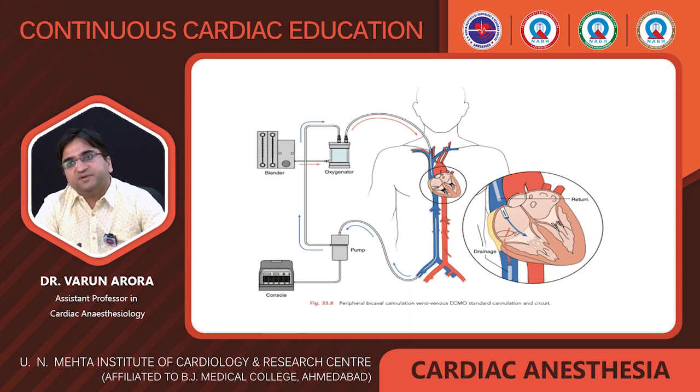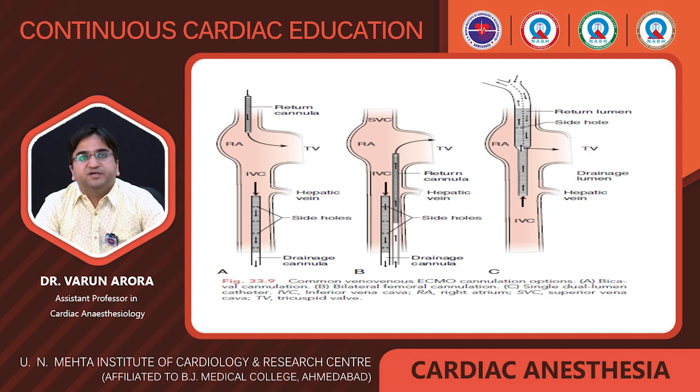The return cannula should be placed in the RA and towards the tricuspid valve, and the drainage and the return cannula should not be placed very closely to each other.